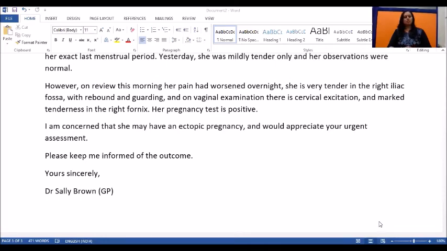Okay, you end your letter with Yours sincerely, Dr. Sally Brown, GP. Okay, you can use some of the abbreviations that are usually used in medical terms, and they are allowed even in the letter. Like general practitioner is GP, or if you want to write about blood pressure, you can write BP.